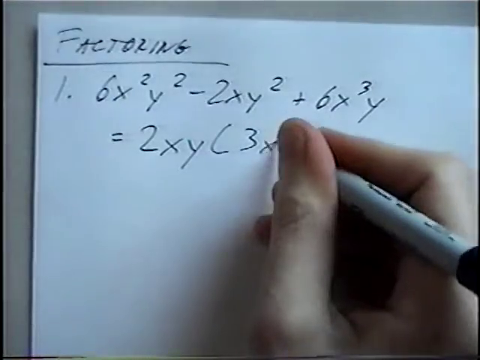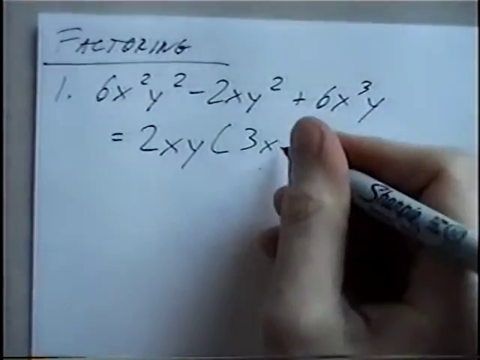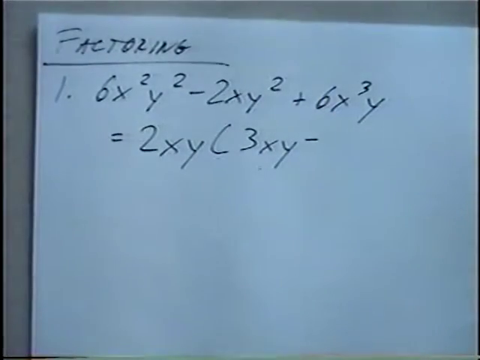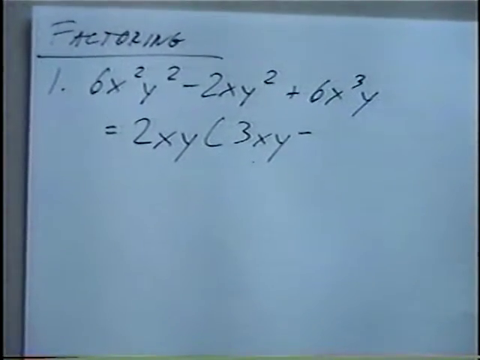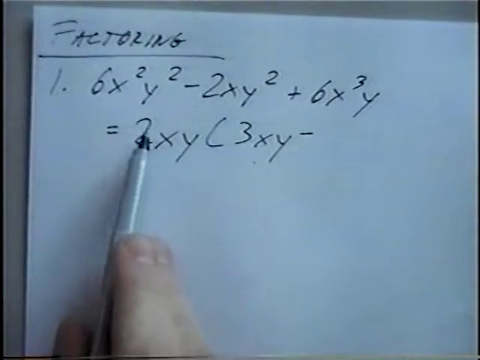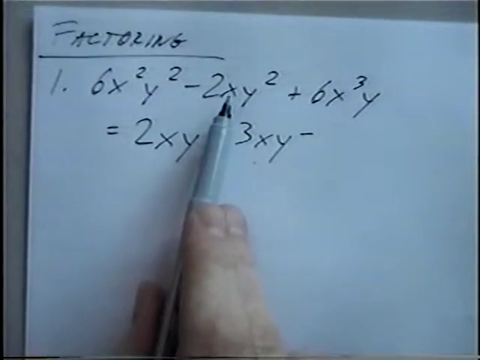Take an x away from that first term, take a y away from that first term. Next term would be minus. And continue for each term in the trinomial. 2 divided by 2 would be 1. You can put a 1 here or leave it off.